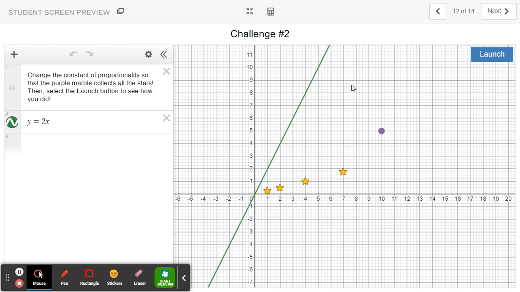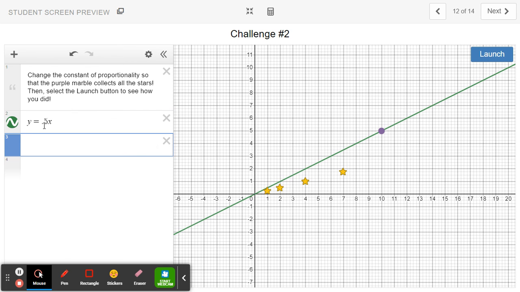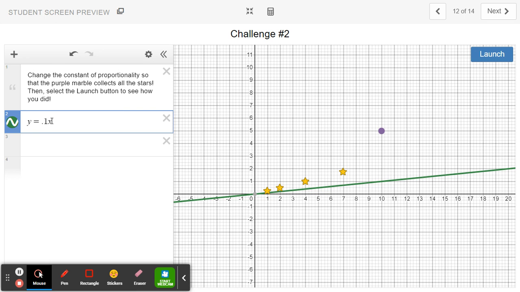Okay, this one's a little different. They started again with y equals 2x. I remember from the last one, when I made it 3, it got steeper, and when I made it 1, it got lower. So now we have to get this marble to drop and collect these. So I have to keep going lower than 1, which means it's a fraction. How about 0.5, half of 1? That wasn't enough, was it? All right, let's try 0.1. That was too much. Okay, let's try 0.2.